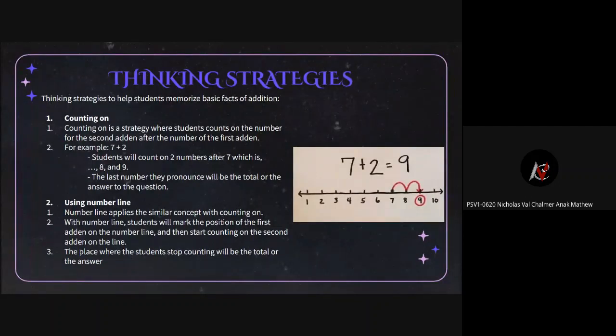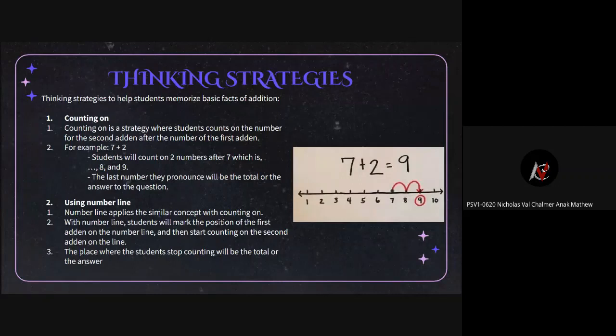As we can see, for example, here is 7 plus 2. The first addend is 7 and the second addend is 2. So by using the counting on strategy, students will count two numbers after 7, which is 8 and then 9. The last number they pronounce will be the total, the answer to the question. Using the counting on strategy, we can also use the number line. We usually use a number line in counting on. So the number line applies a similar concept to counting on.